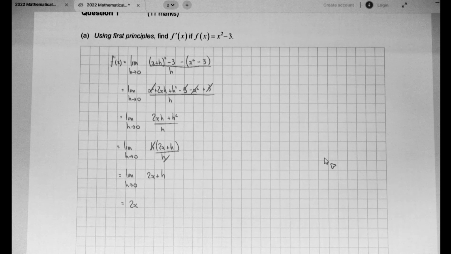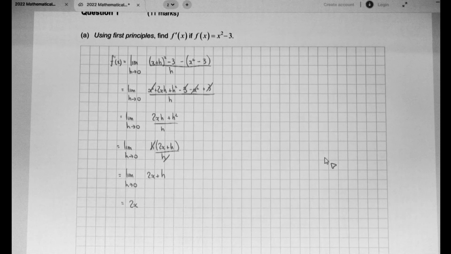It's a really good idea to write a fresh copy after that, the limit as h tends to 0 of 2x plus h. This is what I'm going to be looking at when I apply my limit. Work out what the limit is. This was only 3 marks: a mark for the early bit, a mark for the cancellation of h to get the 2x plus h, and then a mark for actually applying the limit correctly.